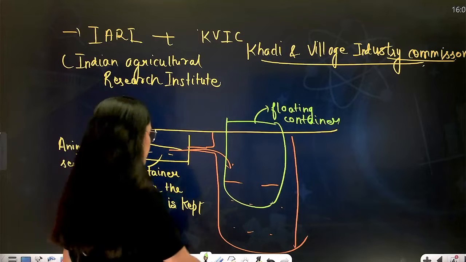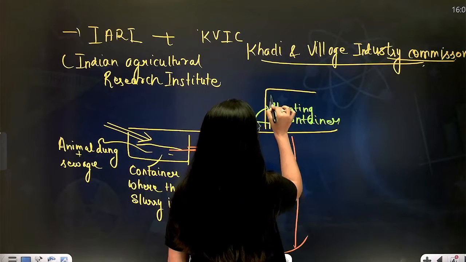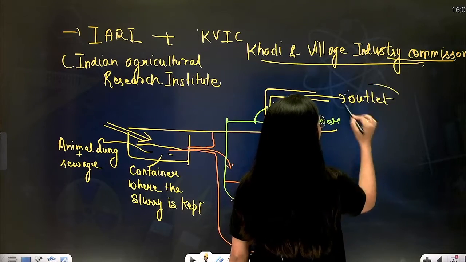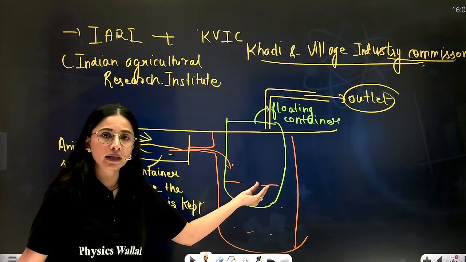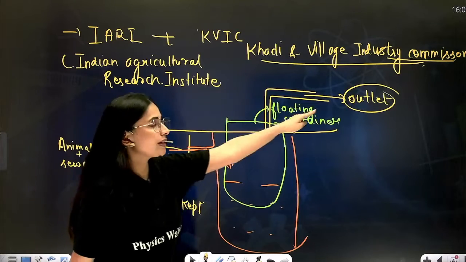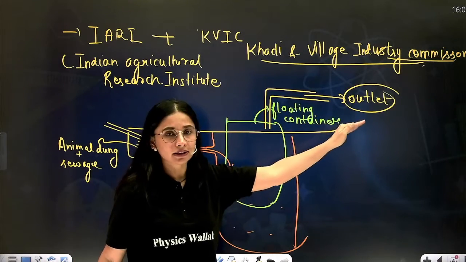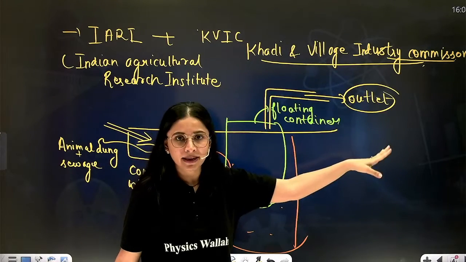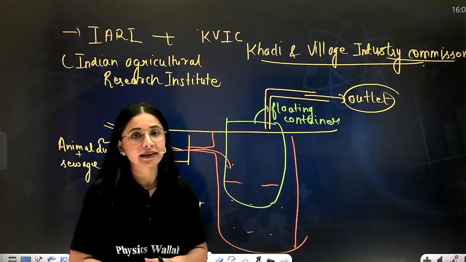And after this, what is done? From here, a pipe is attached, which is going to carry all the gases collected in this floating container. The floating container will rise up. It is connected with a pipe which is called the outlet, and it is going to carry the biogas to all the nearby settlements so that they can use it for cooking and lighting purposes.